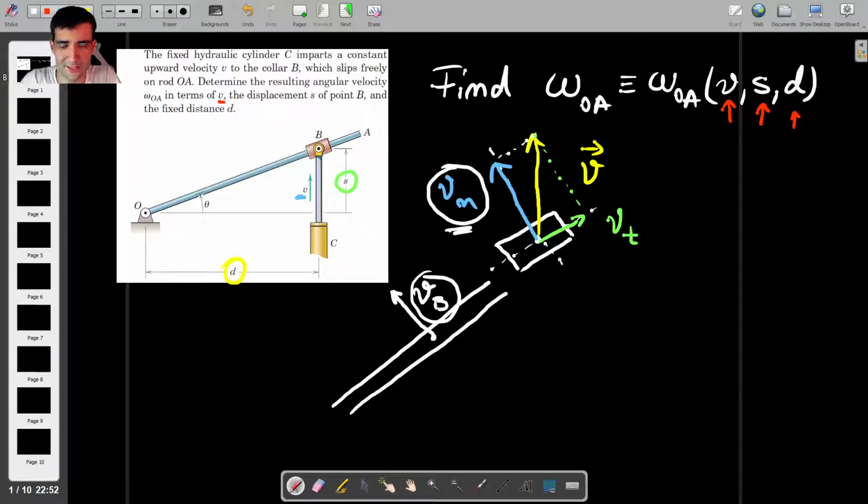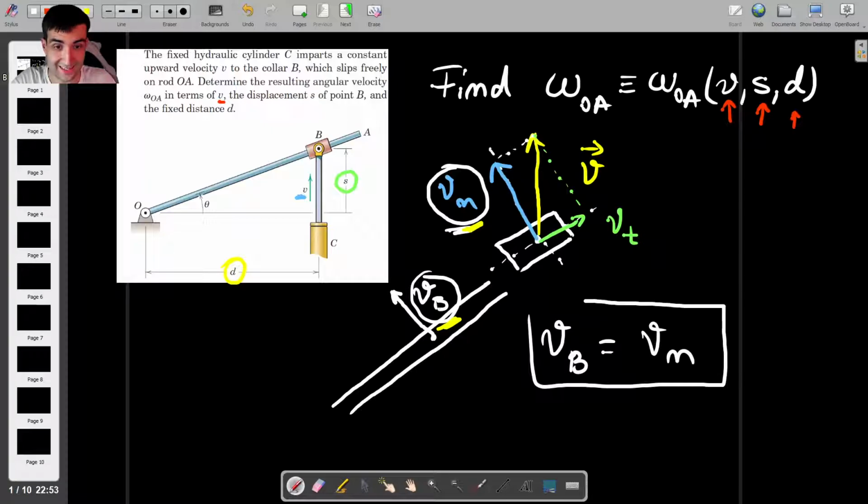those are two solid objects, and you cannot have two solid objects in contact with each other having different velocities perpendicular to each other. Because, for example, if this velocity was greater than this velocity, or the other way around, it means the collar would go through the bar, which is not possible because those are two solid objects. So we must have the fact that VB is equal to Vn. And this is the key to solving this question. From this point on, it's just doing a bit of trigonometry until we get the final result.